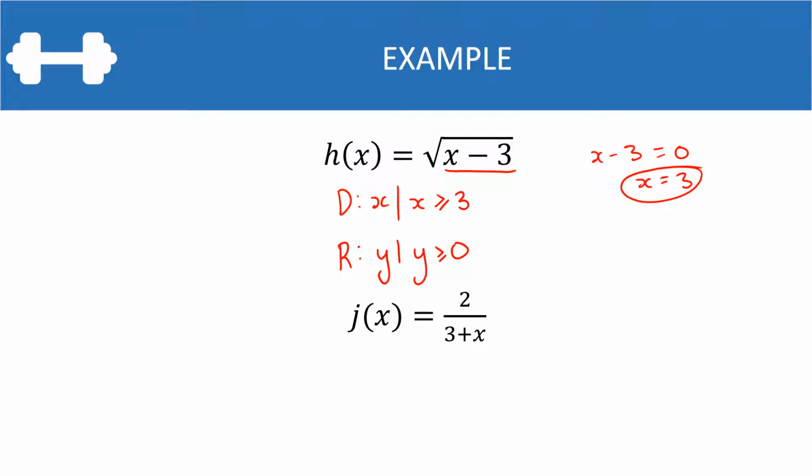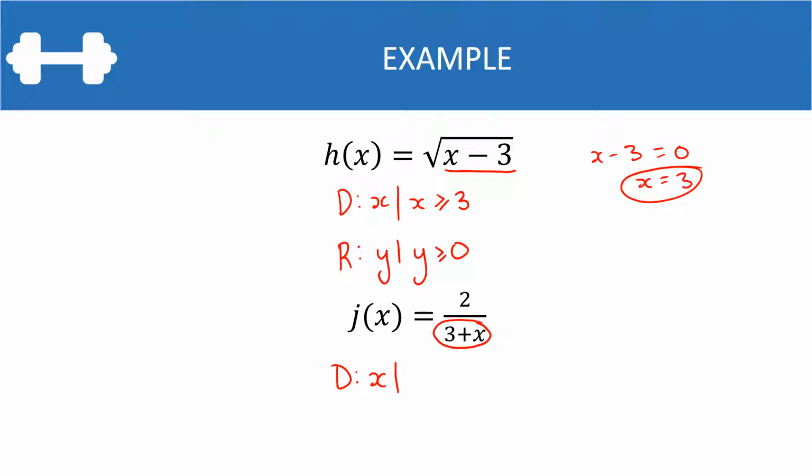Now if I move on to the function below, j of x, which is equal to 2 over 3 plus x, here the issue with the domain is not that I would be square rooting a negative. Here there's the issue of dividing by 0. So I have to look at my denominator and ask myself what x values, if any, are going to make that denominator 0. And I think people can see fairly quickly, without me even pulling this equation out and looking at it, that if I substitute in x is equal to negative 3, I am dividing by 0.